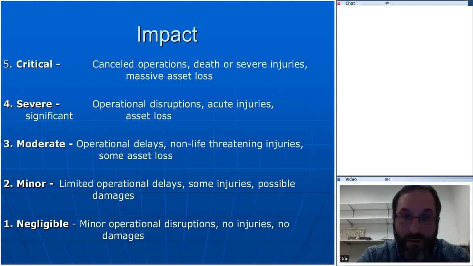And again, here, you want to put them on a scale of 1 to 5. 5 is critical, canceled operations, death or severe injuries to staff, massive asset loss, and down all the way to negligible, which is minor operational disruption, no injuries, no damages. And again, if you establish clear criteria before you start the process, it's easier to classify impact in this regard and think about all 4 elements. So personnel, assets, operational, and reputational.